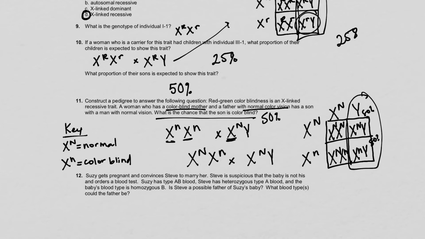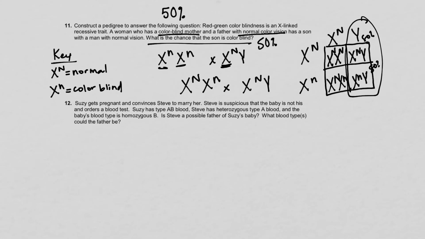50% chance. Susie gets pregnant and convinces Steve to marry her. Steve is suspicious that the baby is not his and orders a blood test. Susie has type AB blood, so she has this genotype. And Steve has heterozygous type A blood. That's his. And the baby's blood type is homozygous for B. Is Steve a possible father of Susie's baby?